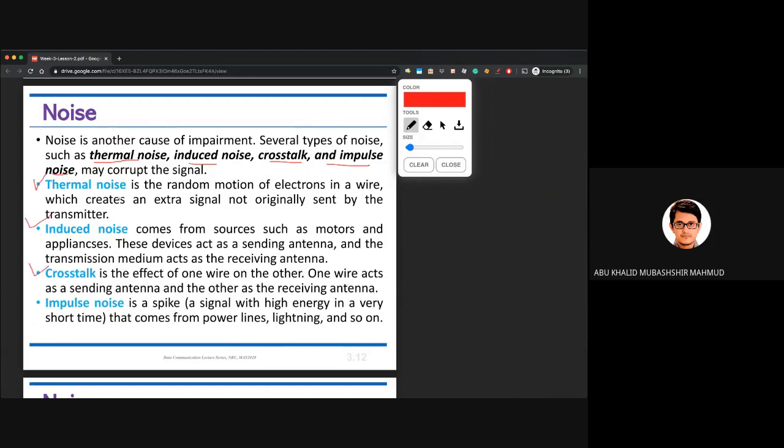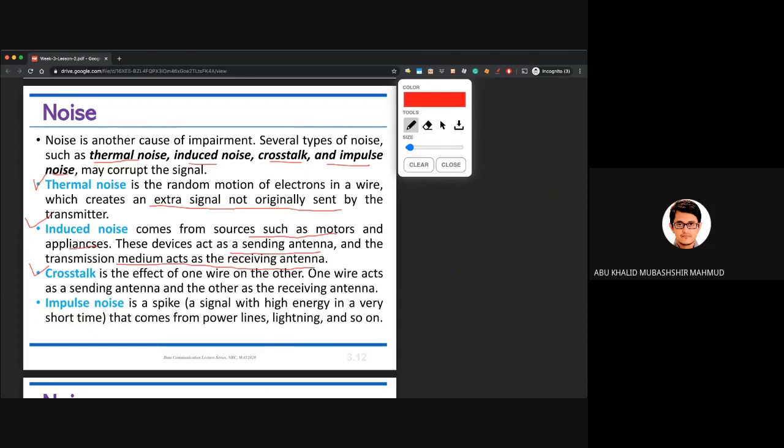Thermal noise is the random motion of electrons in a wire which creates an extra signal not originally sent by the transmitter. So it adds some extra signals. That is the work of the noise. And induced noise comes from sources such as motors and appliances. These devices act as sending antenna, and the transmission medium acts as the receiving antenna.